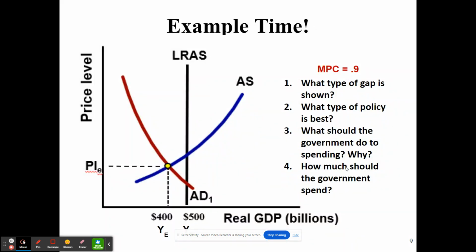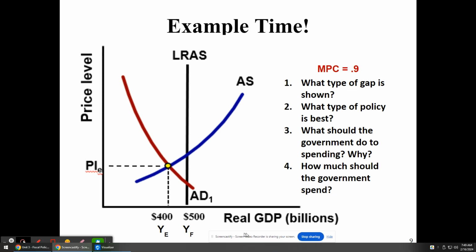So here we're looking at a sample. This is an economy representing current GDP, a YE, short-run equilibrium, where our economy is operating, at $400 billion. Our full employment output lives underneath our long-run aggregate supply. We should be at $500 billion. So what am I looking at here? I'm looking at a negative output gap of $100 billion. Our economy is underperforming. So what type of gap is shown? Here, we're going to say that's a negative output gap.